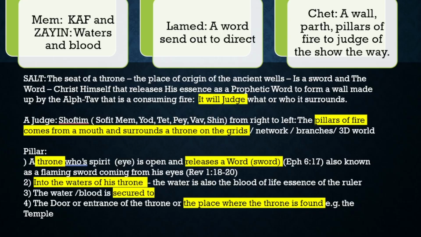So what is the word judge? You have Sophitim, and it is Sufit. Let's read it from the right side: Shin, Vav, Peit, Tet, Yod, Sufit, Mem. That's the word for judge. If we read it from right to left, it means the pillars of fire come from a mouth and surround a throne, on the grids, the network, the branches, or the 3D world.